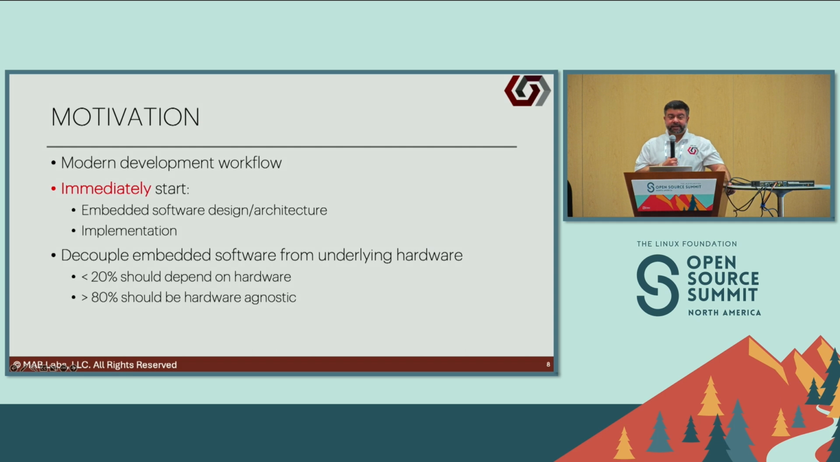So the mindset that we should be going into when writing modern embedded software following this modern development workflow is that the actual number of lines of code that we personally have to write, I'm not talking about the entire framework, the entire OS that we're dealing with, the things that we're directly responsible for, less than 20%, just my personal figures of merit, less than 20% of our embedded software should be dependent on the hardware. At least 80% should be hardware agnostic.